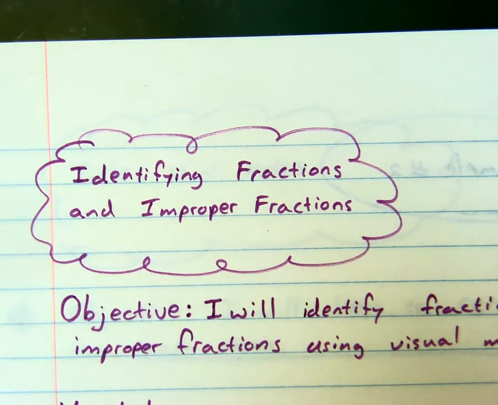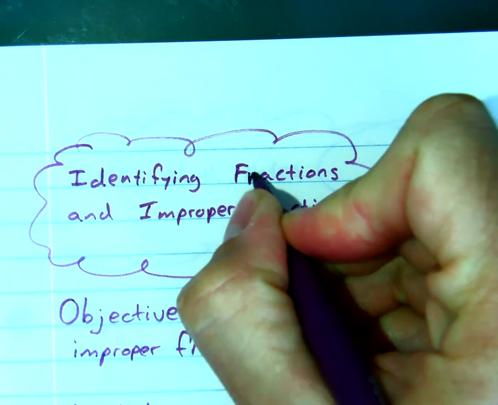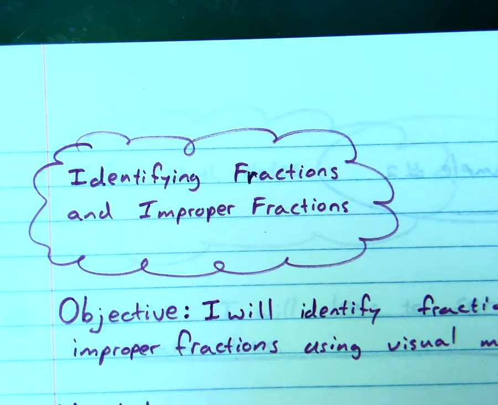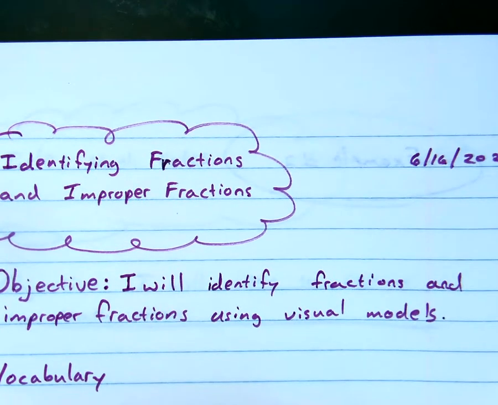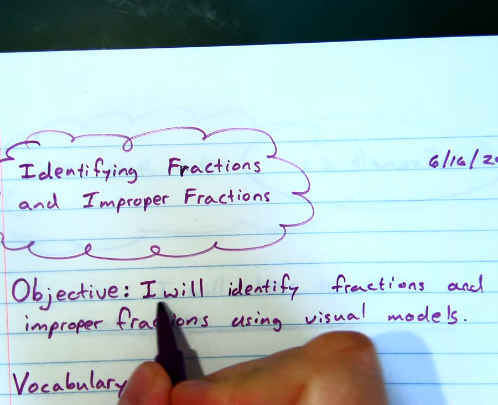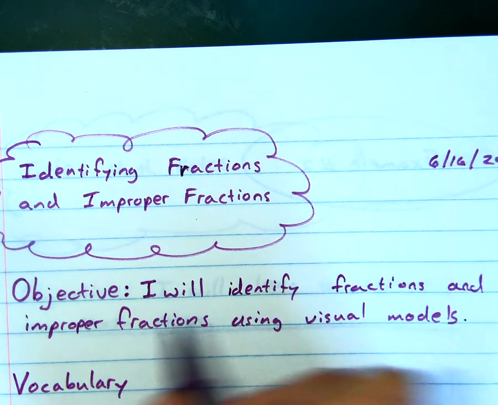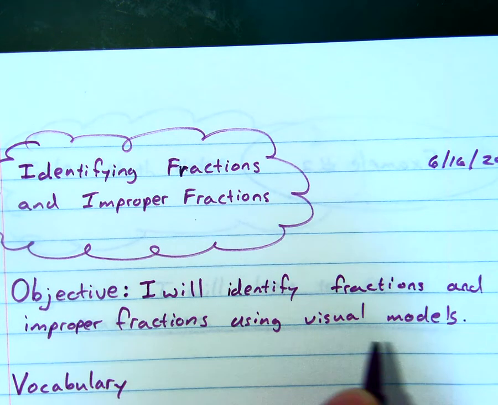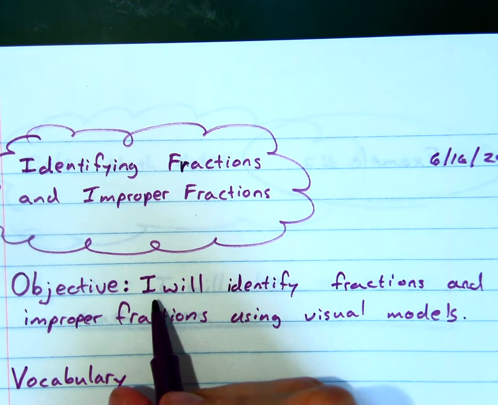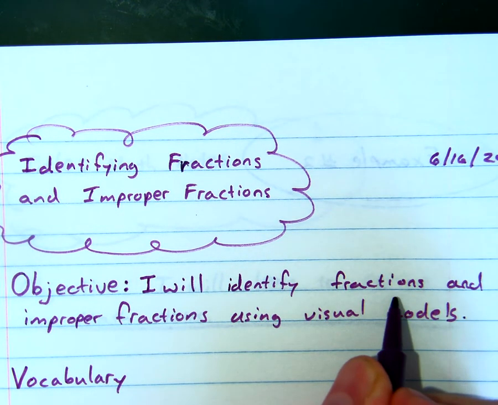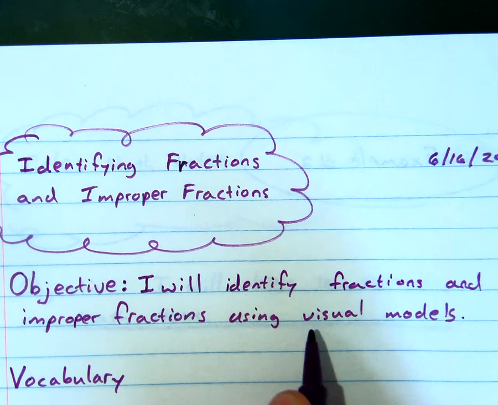Our tutorial is identifying fractions and improper fractions. Our learning objective is as follows. I will identify fractions and improper fractions using visual models. Read it one time with me. I will identify fractions and improper fractions using visual models.